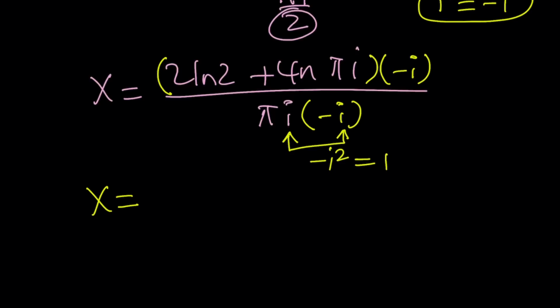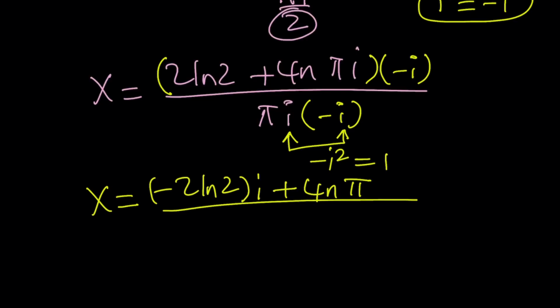When we distribute the negative i, this is going to be negative 2 ln 2 times i. And then i times negative i is going to be negative i squared, which is going to be a positive 1. So we can basically write this as plus 4nπ. We got rid of the i because i times i is i squared. And all of that is divided by π, because at the bottom we only have π. Make sense? So far so good.